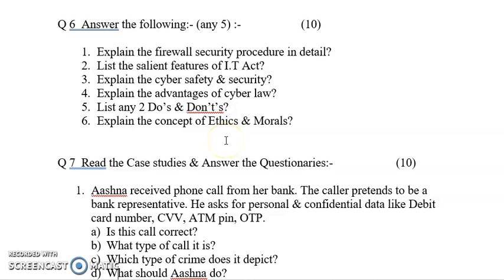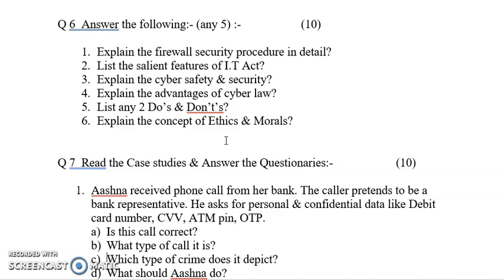Next, explain the concept of ethics and morals. Now ethics are nothing but good and bad things, right or wrong things for yourself. Okay, it is limited to your own self. But in the case of morals, the things are related to ethics, like good and bad things which are related to the culture, religion and the society where you stay.